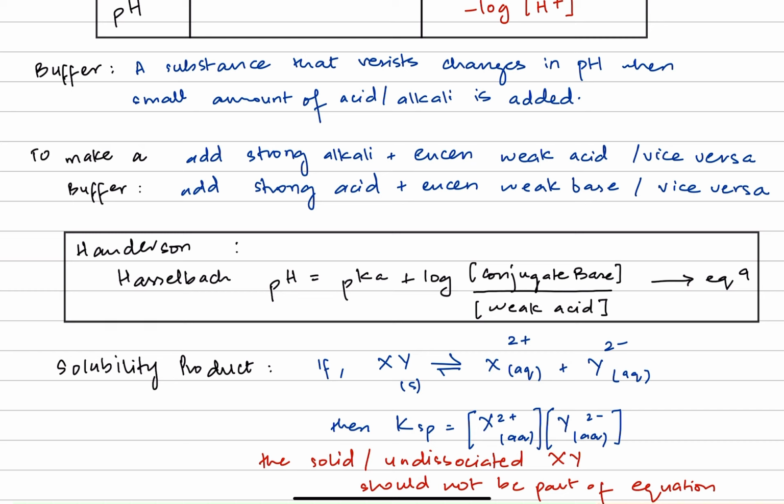In order to find the pH of buffer solutions, we have this equation: pH is equal to pKa plus log of the conjugate base ion concentration divided by the weak acid concentration. I have solved a big question on buffers in my Equilibria A2 level chemistry playlist, so do give it a watch and see if it makes sense to you.